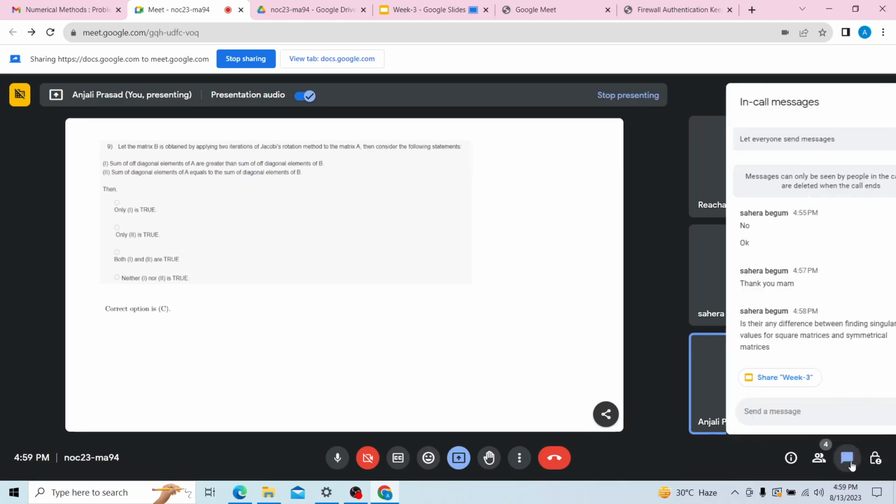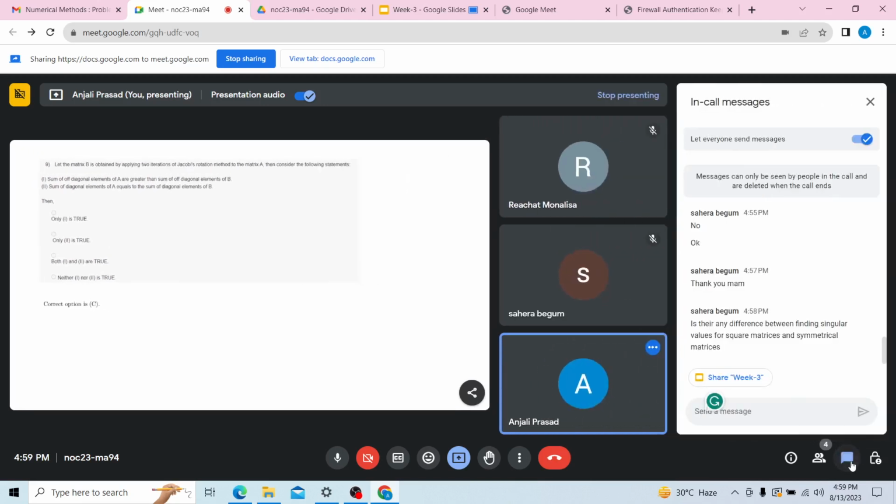Okay, you're asking that is there any difference between finding singular values for square matrix and symmetrical matrix? Yes, for normal square matrices, it's square root, and for symmetrical matrices, it's absolute value.